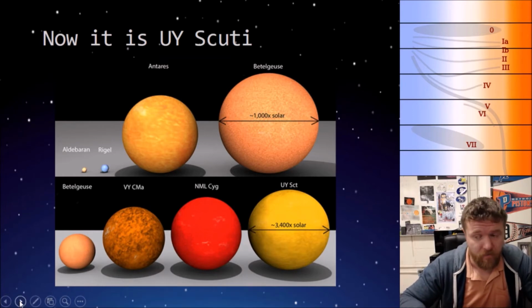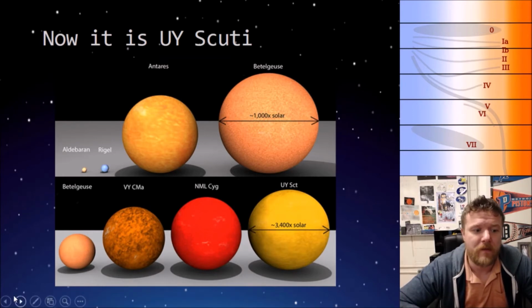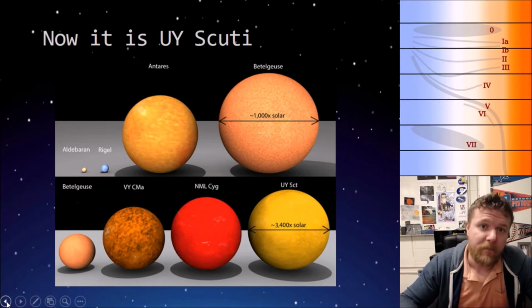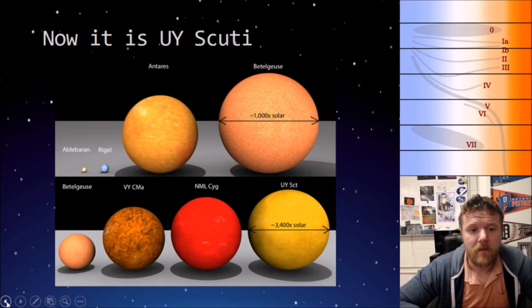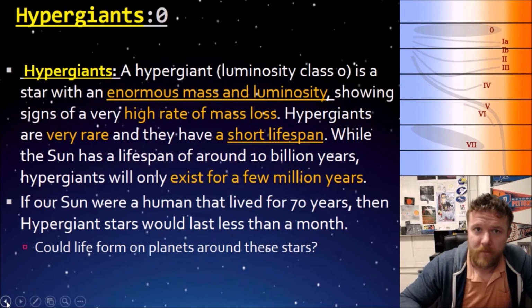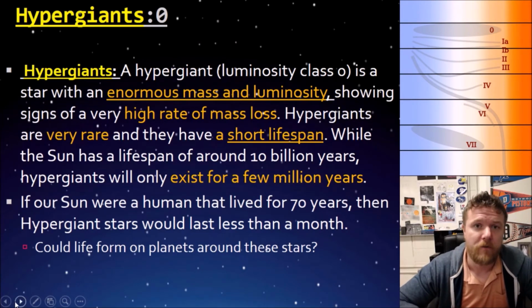These are the rarest of the rare stars. The biggest of the biggest of the big stars. Go ahead and write down an example of a hypergiant. And here is some of the information that you guys can write down in your little chart.